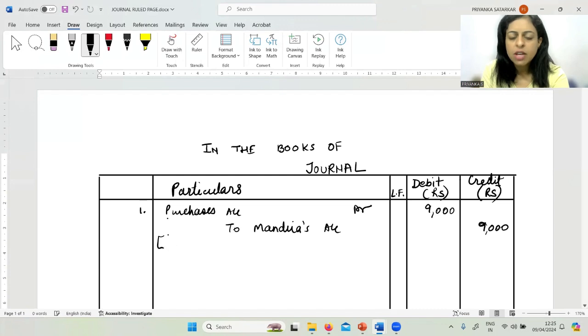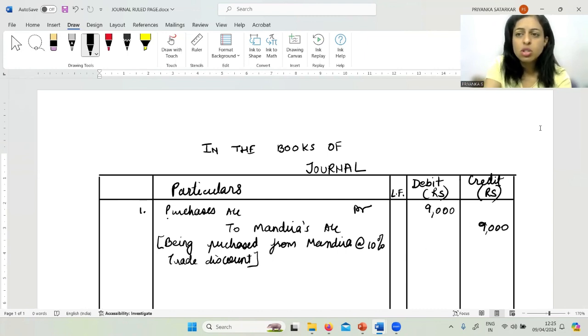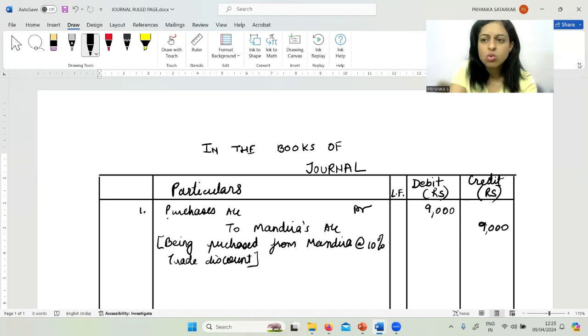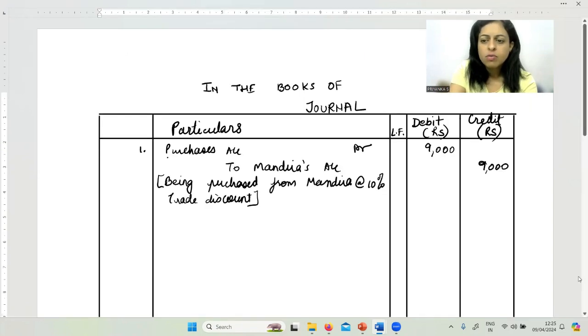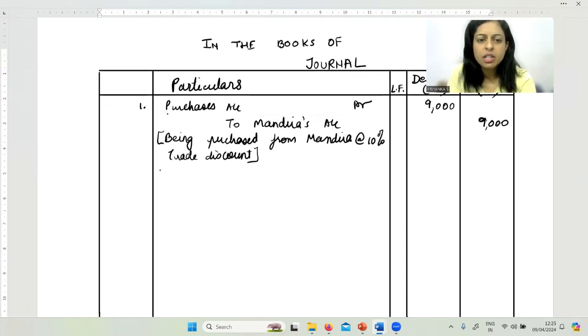And in brackets, I can write in the narration being purchased from Mandira at 10% trade discount. So here you can mention that you got a trade discount of 10%. So when you're writing in the journal, then you will mention the amount of trade discount, not otherwise. Okay. So this is the first transaction that I could write in the journal about trade and cash discount.